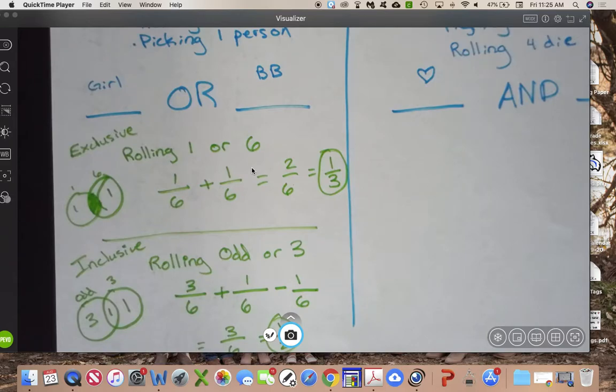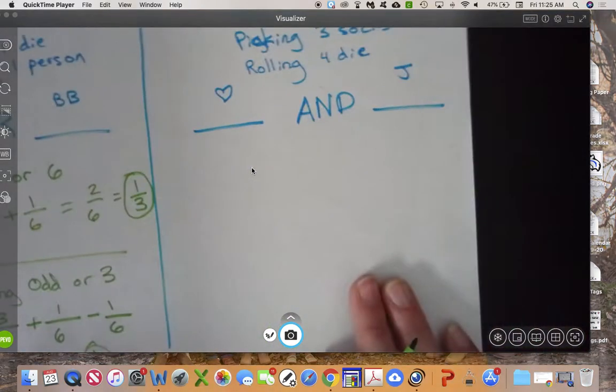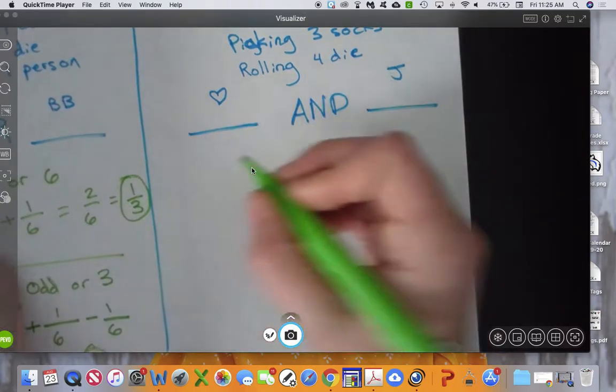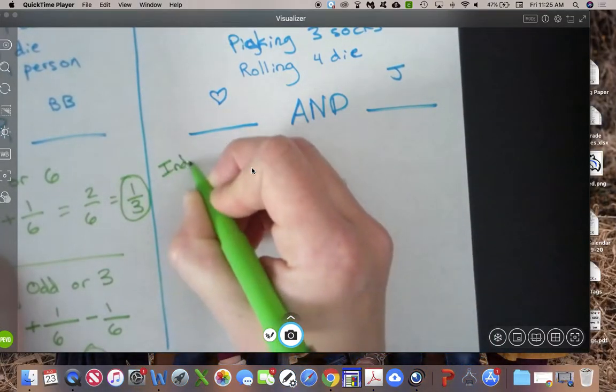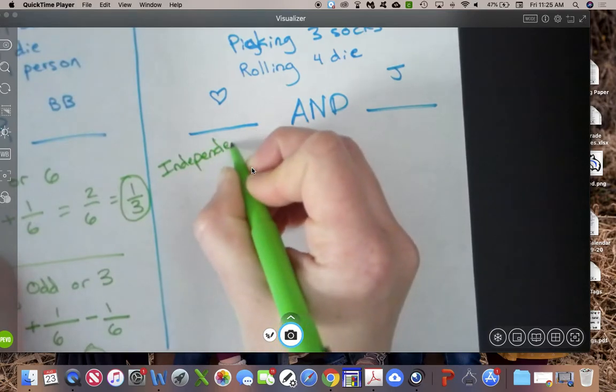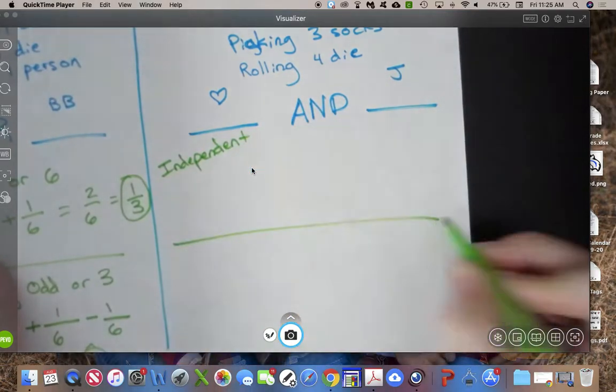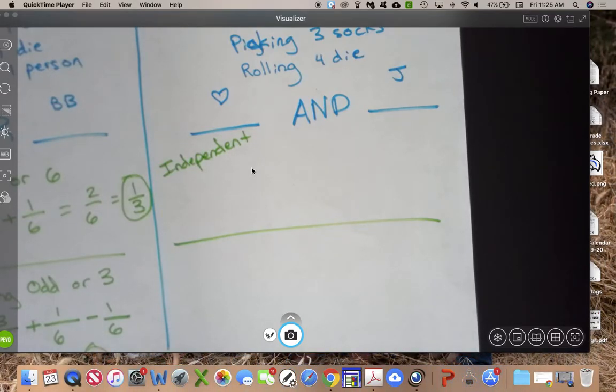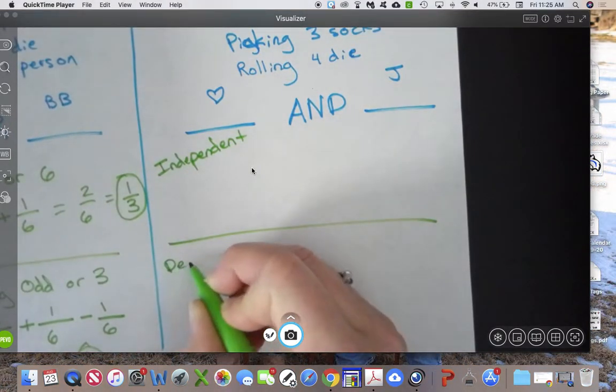For and statements over here, there are 2 things that you have to worry about. We'll do independent first. Independent is like the equivalent of exclusive for adding, right? Independent is kind of like saying exclusive-ish, okay? Dependent is kind of like saying inclusive.